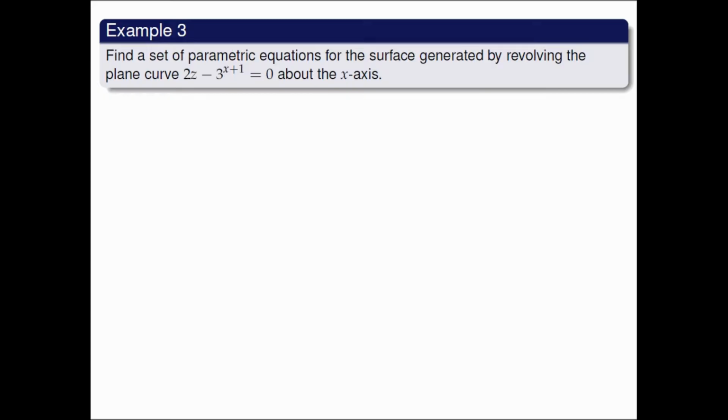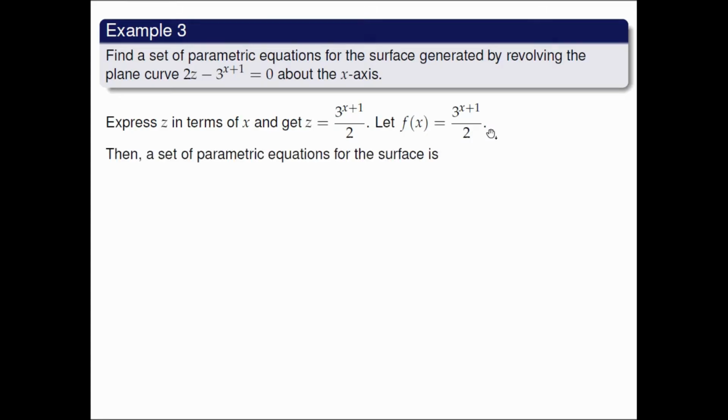This time the plane curve has equation 2z minus 3 raised to x plus 1 equals 0. And the axis is the x-axis. Since we want to revolve the plane curve about the x-axis, we express z in terms of x. From this equation, we get 2z equals 3 raised to x plus 1, so that z equals 3 raised to x plus 1 all over 2. Letting f of x be 3 raised to x plus 1 over 2, we are now ready to have the parametric equations.